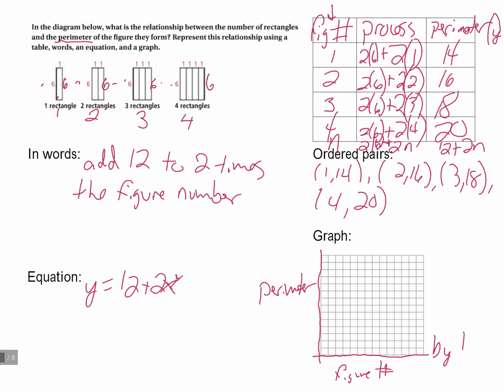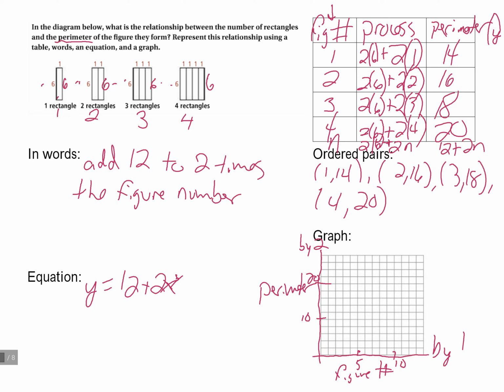All right. So I'm going to mark 1, 2, 3, 4. I'm going to mark here 5, 6, 7, 8, 9, 10. All right. Now the perimeter, I got to make it to 20. So I probably should go by 2s. So I label that by 2. And then 2, 4, 6, 8, 10, 12, 14, 16, 18, 20.